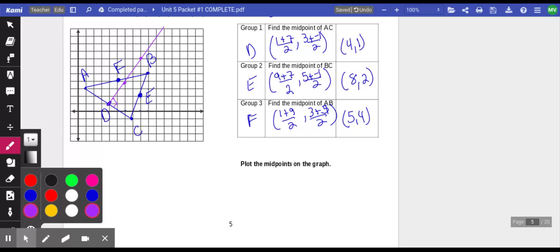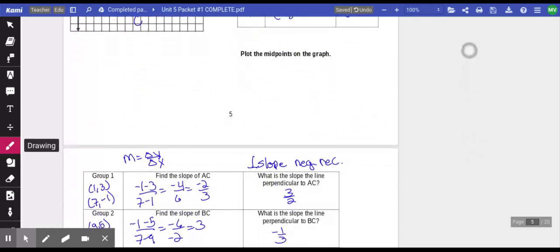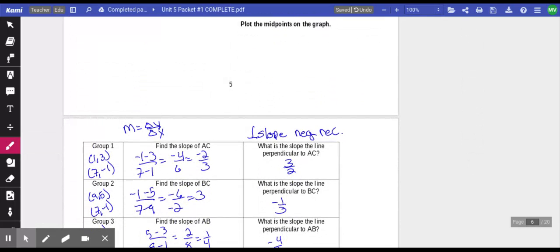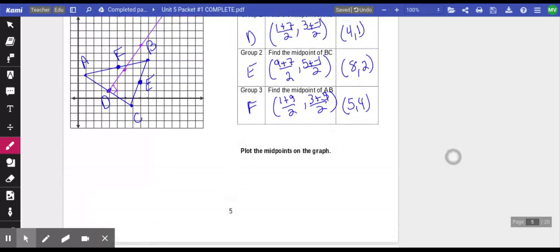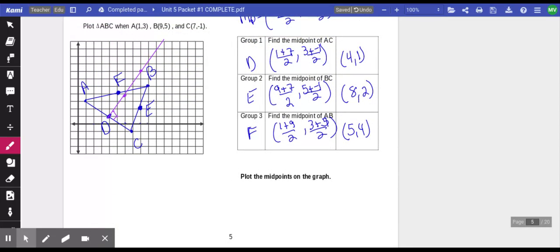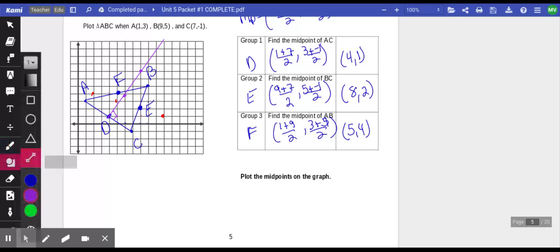Now I'm going to do the same thing for the other 2 lines. So when I do BC, I'm going to make it a red line. So perpendicular to BC has a slope of negative 1/3, and I want it to go through E. So normally negative 1/3, we would go down 1, right 3, but I really want to head towards the triangle, so I'm going to go up 1, left 3, up 1, left 3. And that produces this red line.